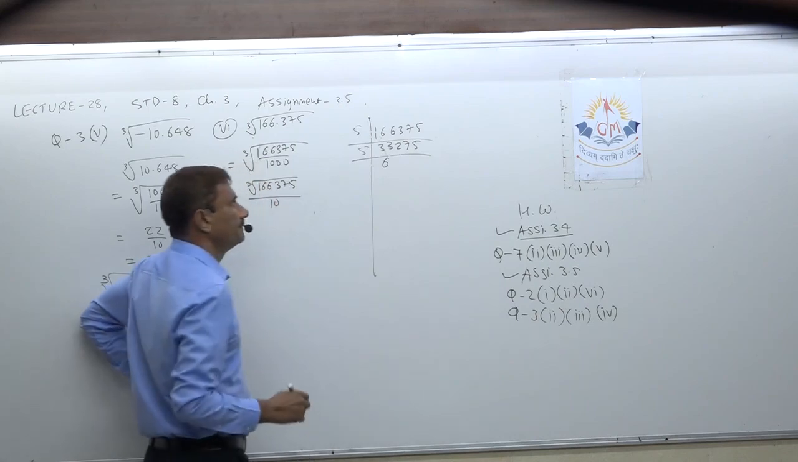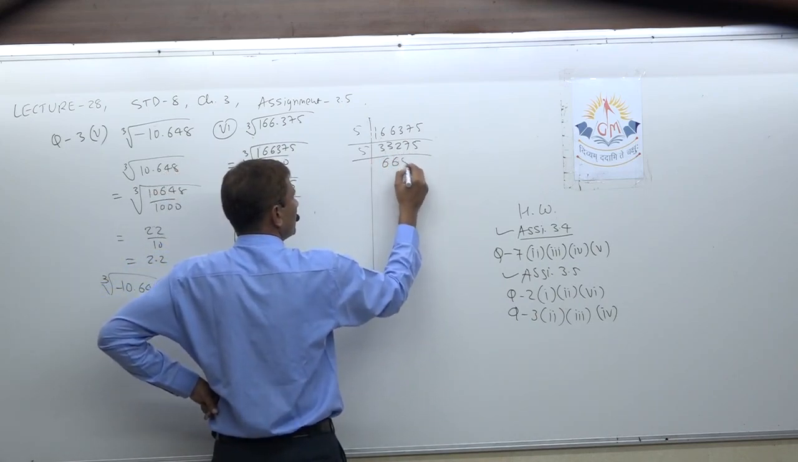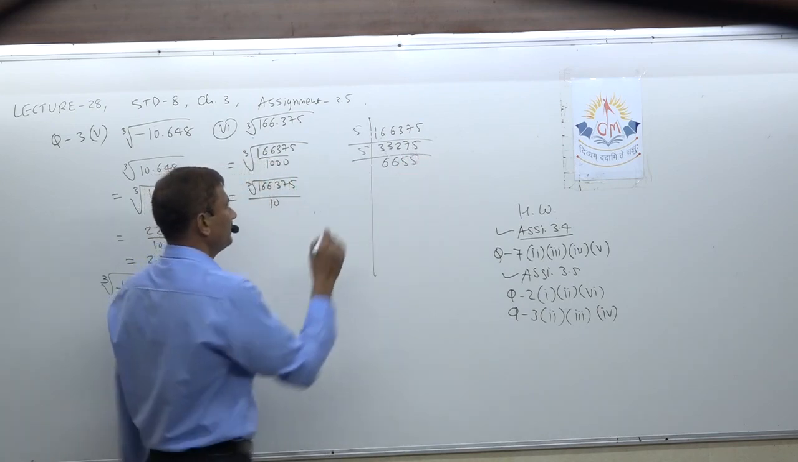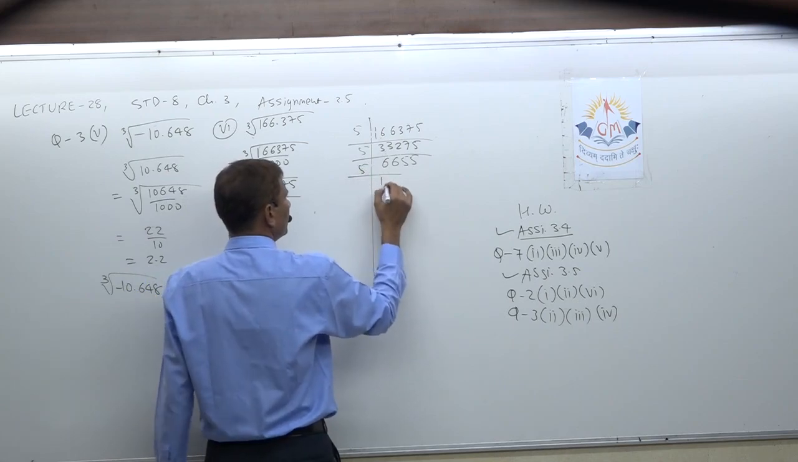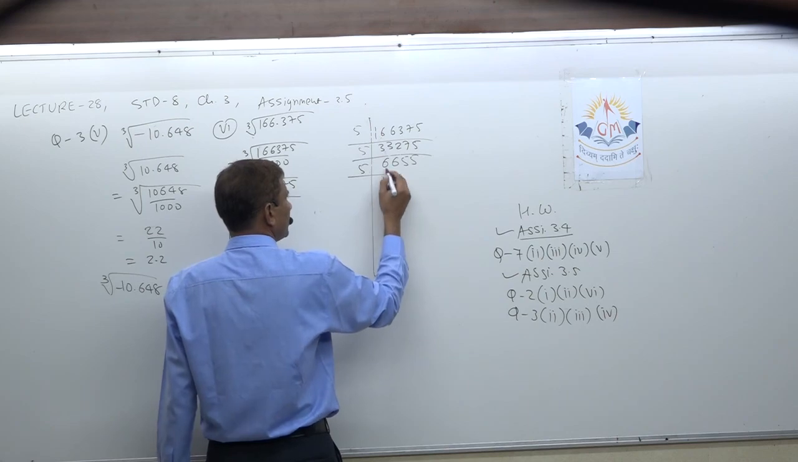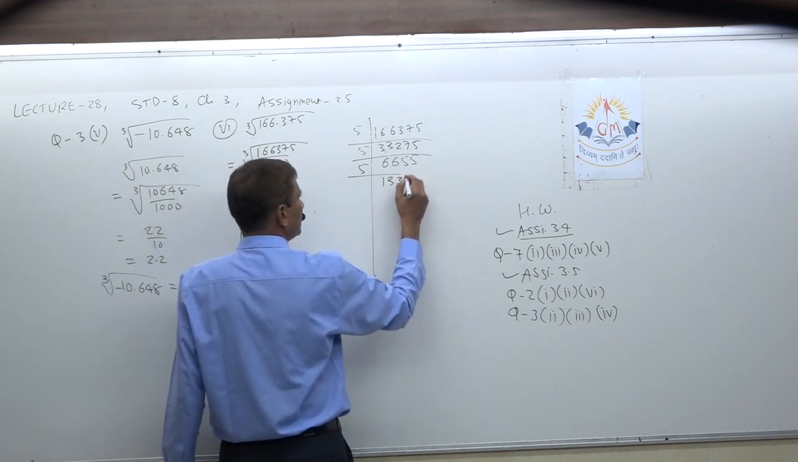5 6s are 30. 3 left. 5 6s are 30 again. 2. 5 5s are 25. Again by 5. Sorry, 5 1s are 5. 15. 5 3s are 15 and 5 1s are 5.